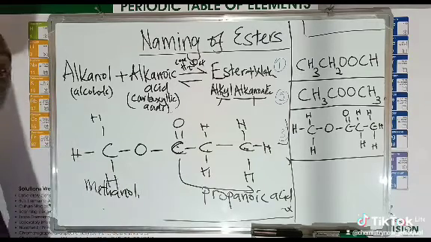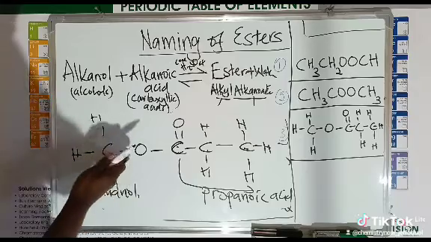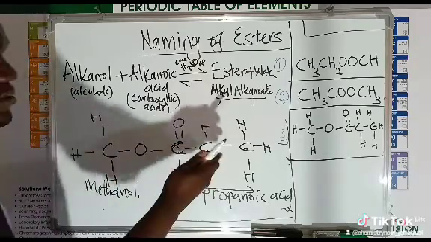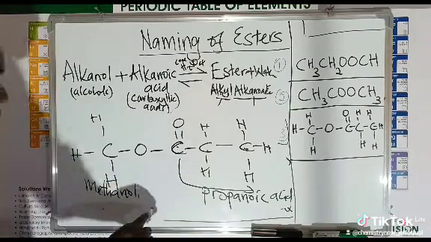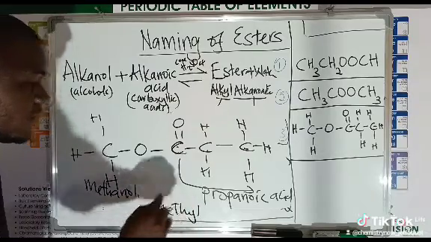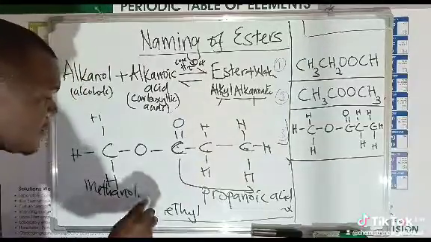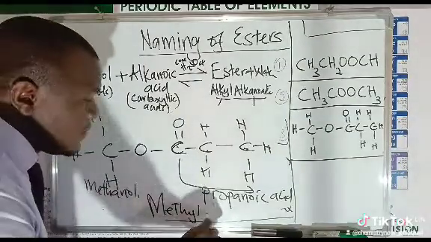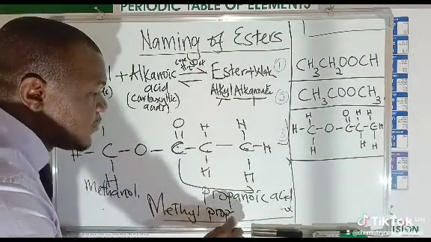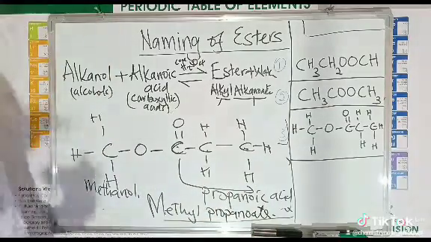It is methanol. Now, how do you name this ester? The first bit of the name comes from the alcohol, the second bit from the acid. So it is methyl propanoate. This one should be a capital M, properly capital. Methyl propanoate. So that is the name of that ester.